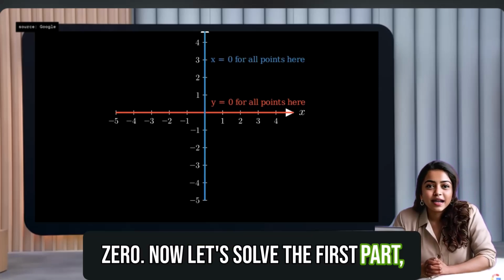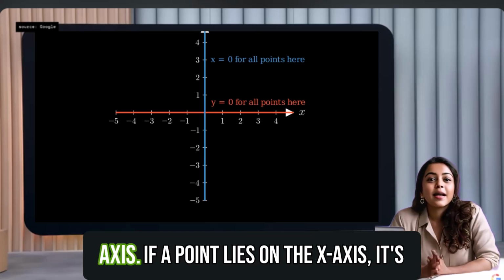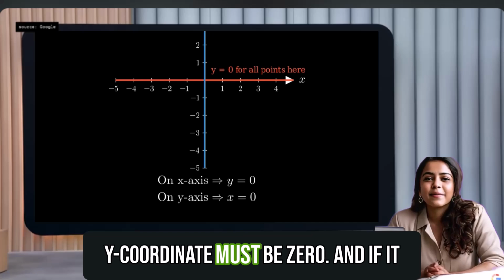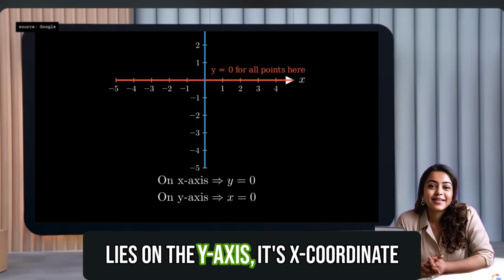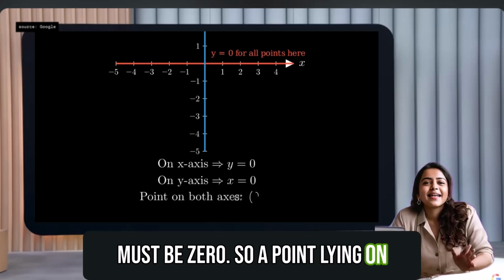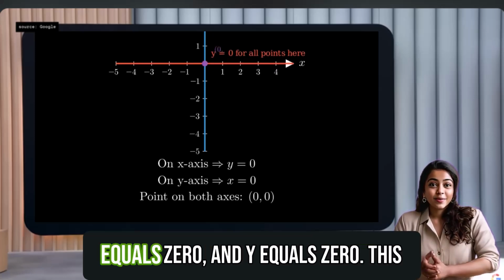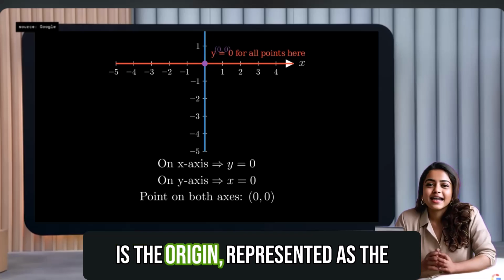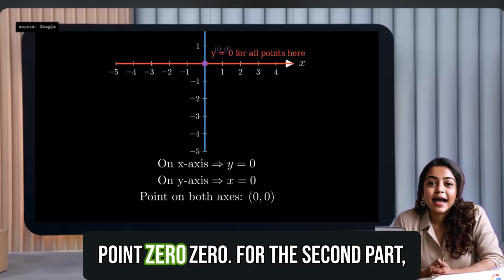Now let's solve the first part, finding a point that lies on both axes. If a point lies on the x-axis, its y-coordinate must be 0. And if it lies on the y-axis, its x-coordinate must be 0. So, a point lying on both axes must have coordinates x equals 0 and y equals 0. This is the origin, represented as the point (0, 0).